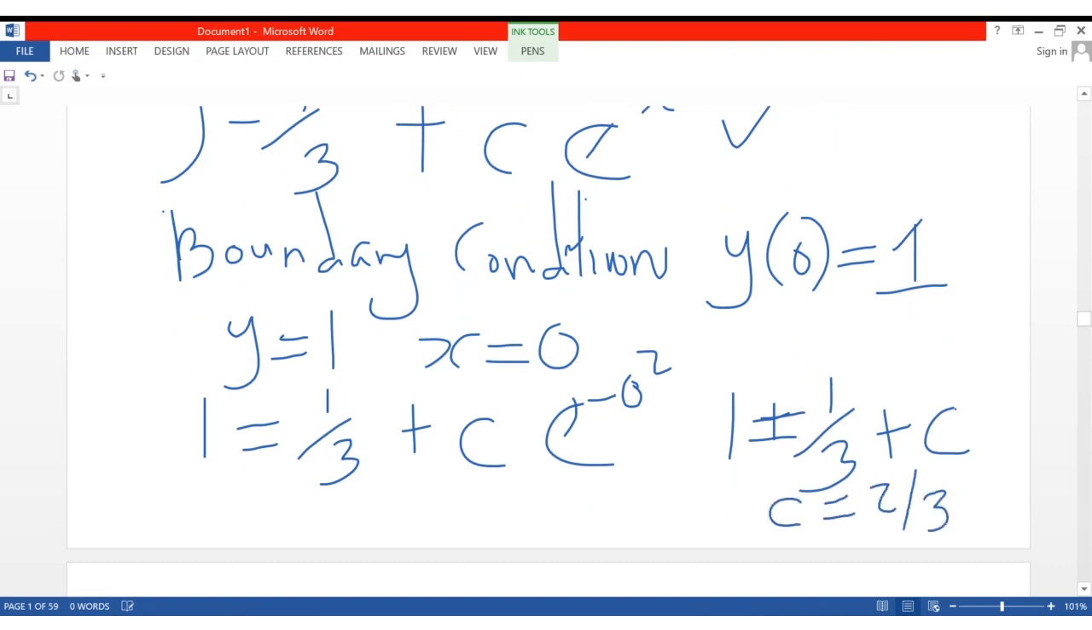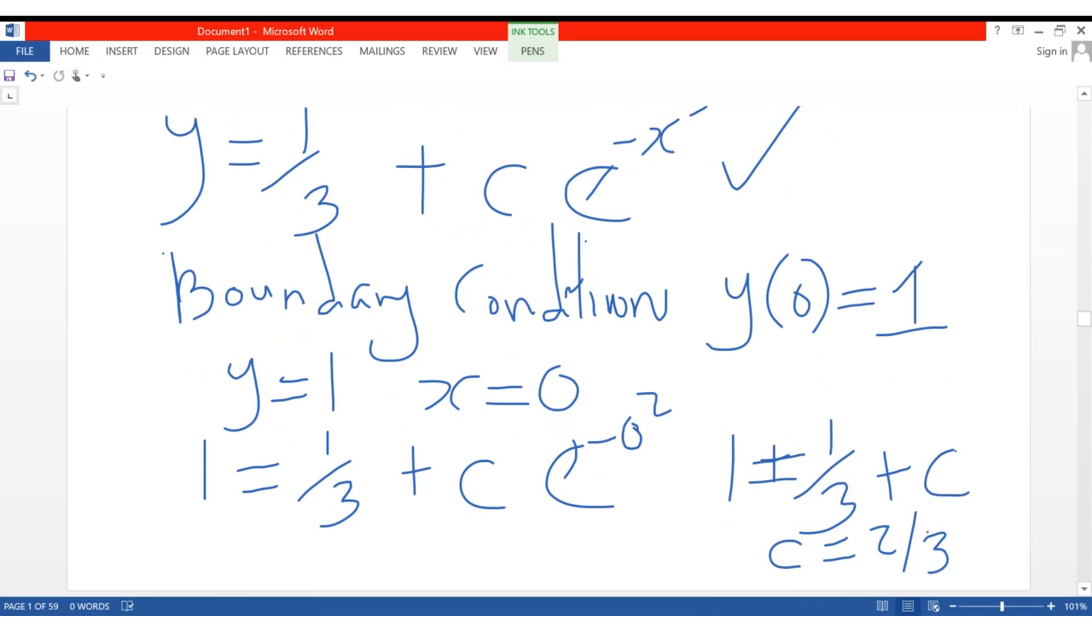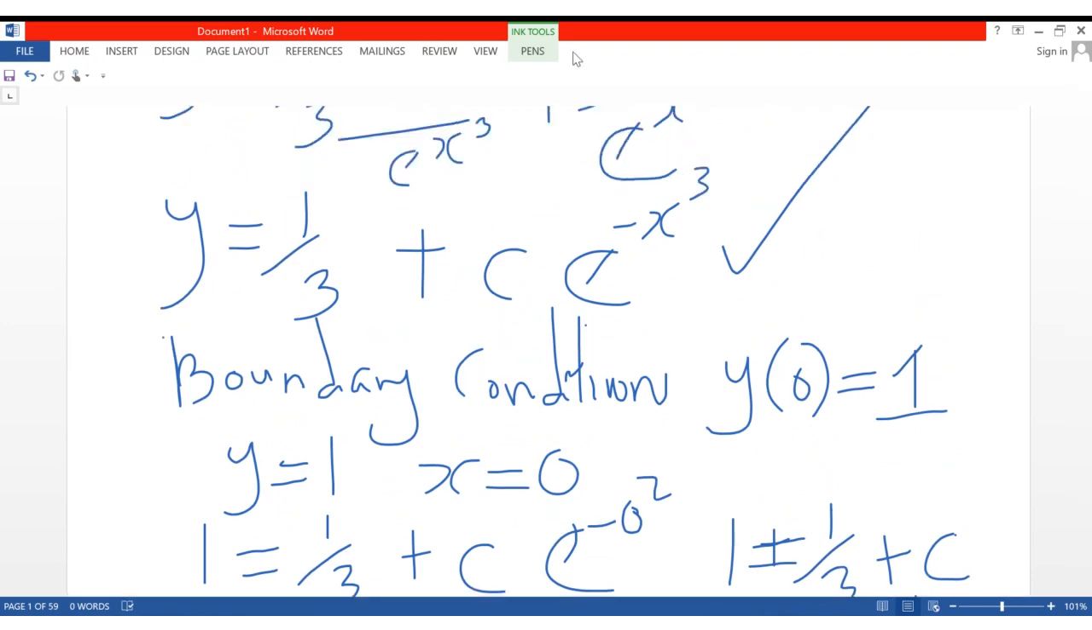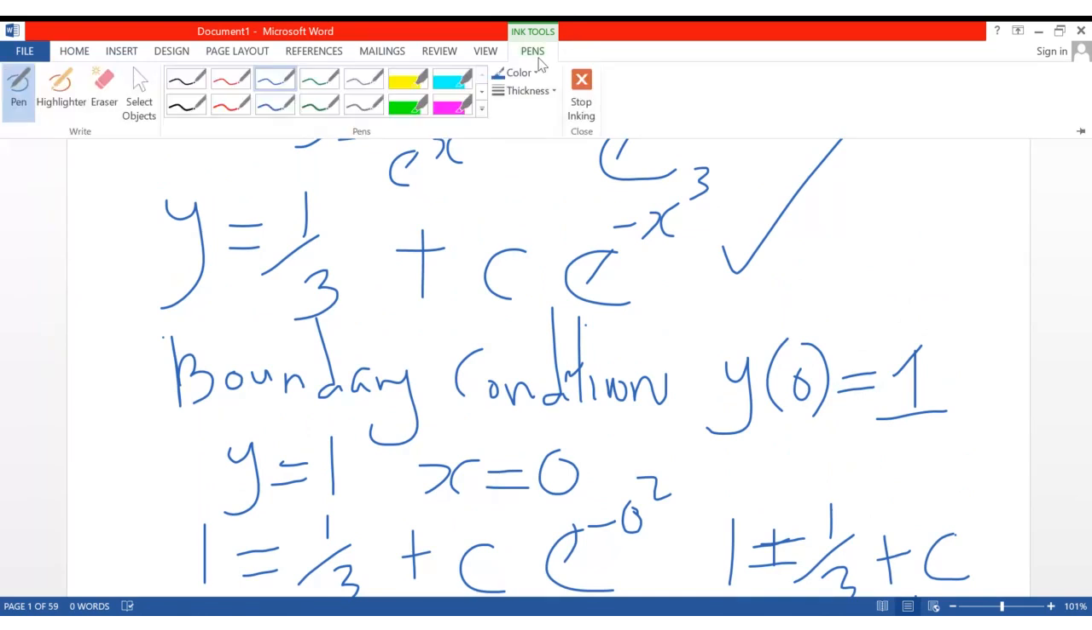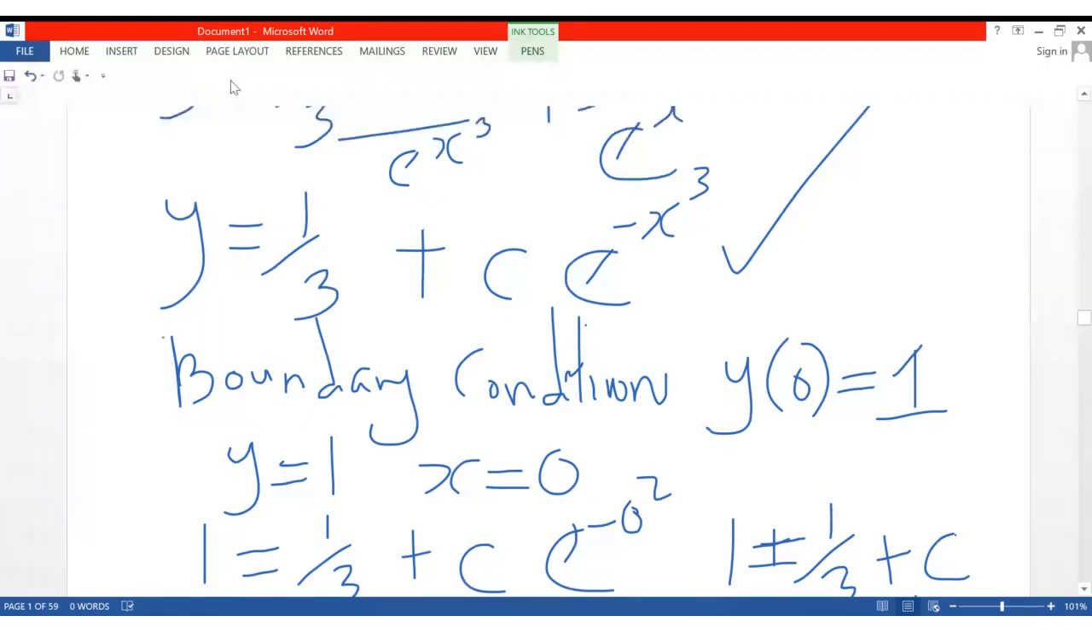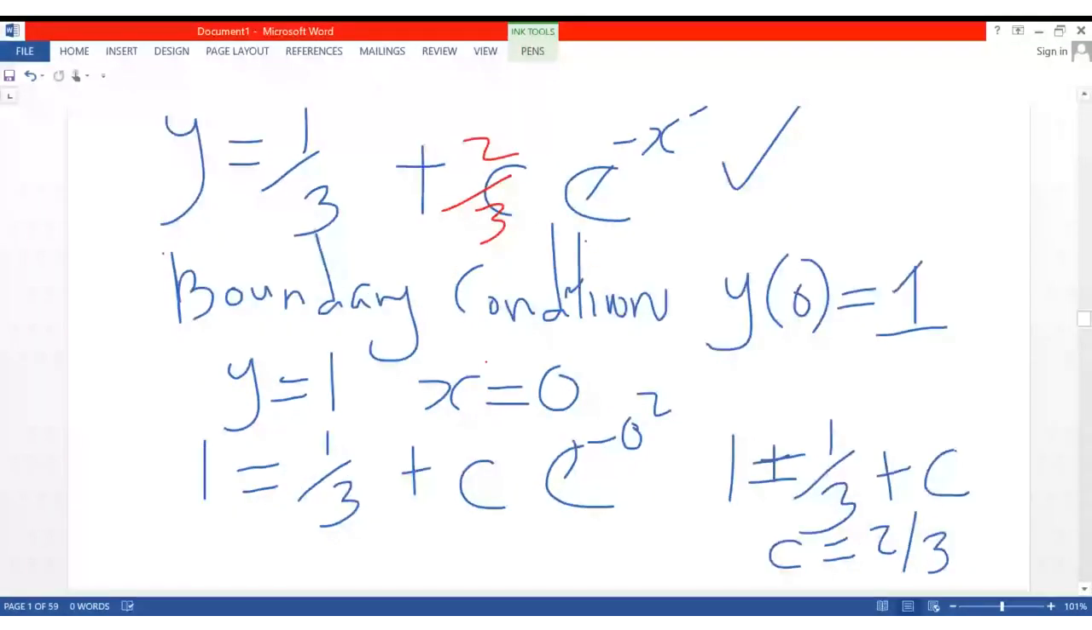When you get the value of c, you replace it back in the equation now. Let me write with a different pen. Instead of having the c here, you'll have 2 over 3 like that. So remember the boundary condition you can be given. After you have solved everything, you just substitute back the value of x and the value of y, and then you'll be able to get the value of c if you prefer.